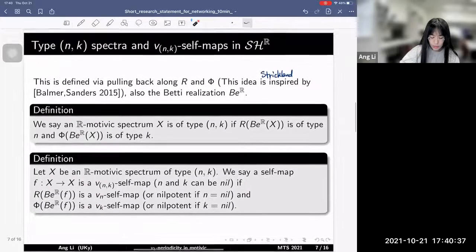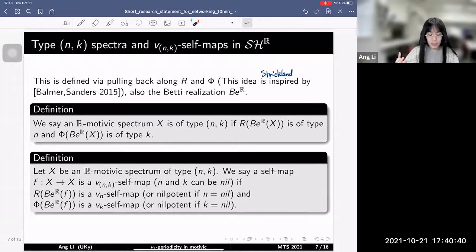And that allows us to define type (n,k) spectra in the R-motivic setting by pulling back along those paths. This idea is inspired by Balmer and Sanders' work. They stop at C2-equivariant and we go one step further. Strickland also contributed to this idea. So we define an R-motivic spectrum to be type (n,k) if the underlying is of type n and the geometric fixed point is of type k. We also define v_(n,k)-self-map analogously.